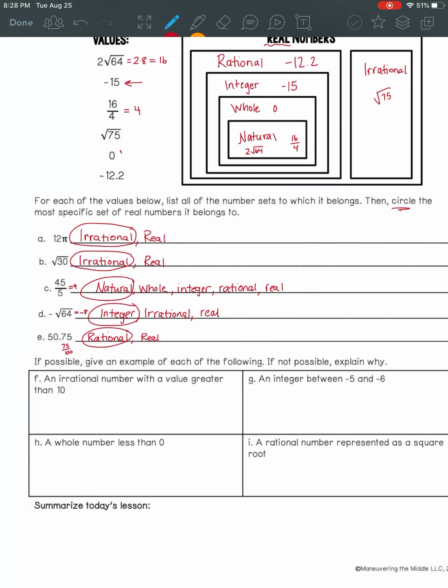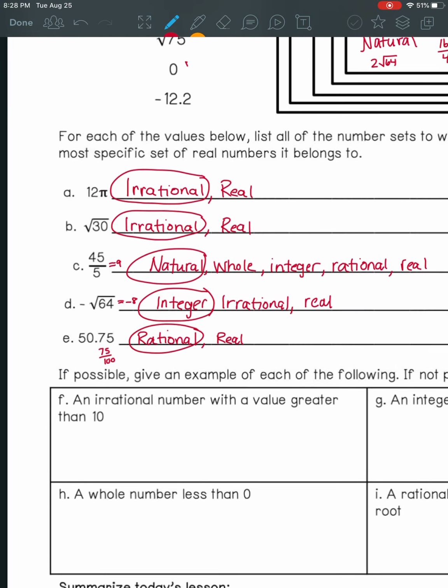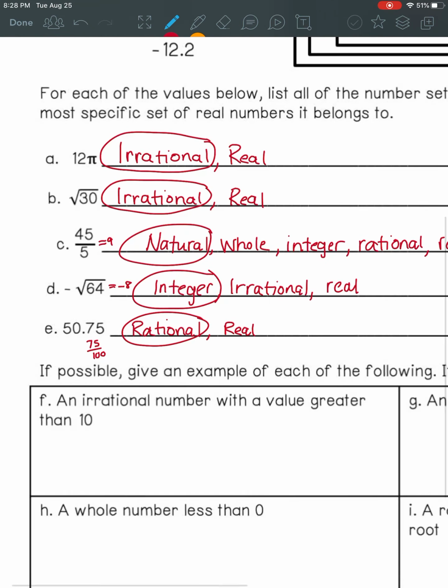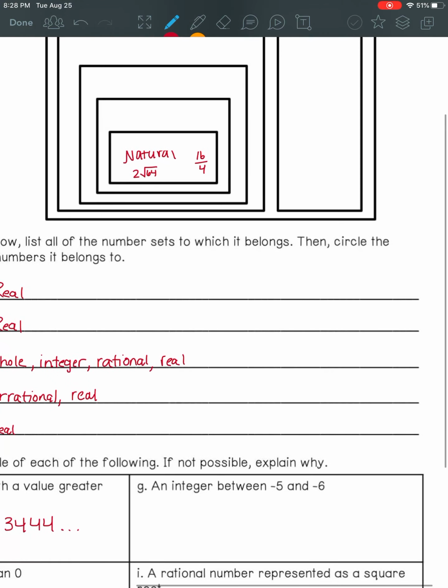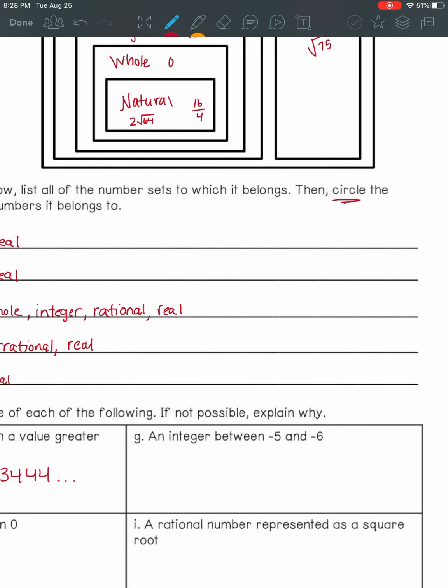Then let's look at these last four. An irrational number with a value greater than 10. Irrational number, let's pick a number greater than 10. Let's say 11. If we have something like 3.4344344434 and so on, there's a pattern, but there's not a specific number or a group of numbers that are repeating over and over. So that would be an irrational number, and it's greater than 10.